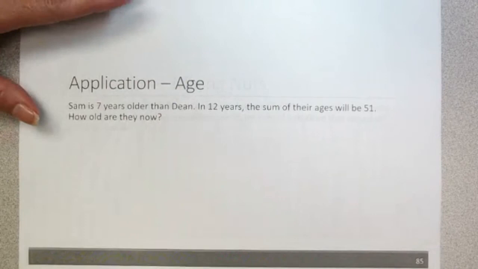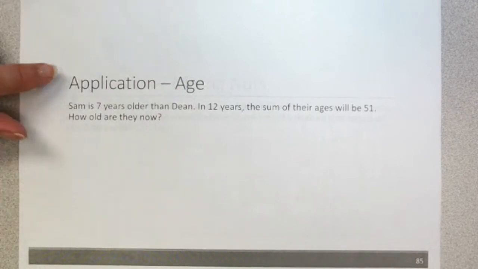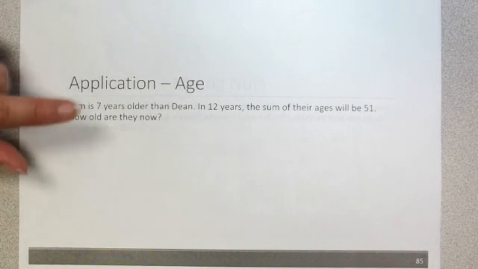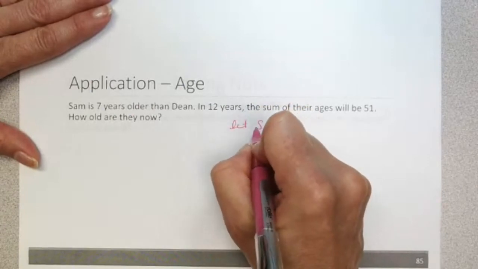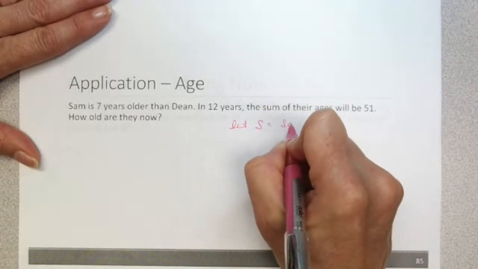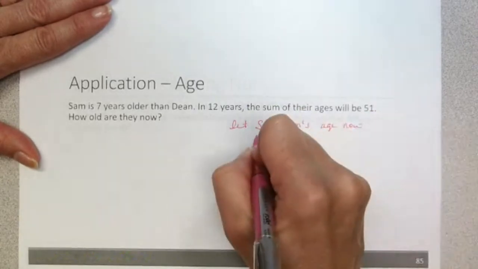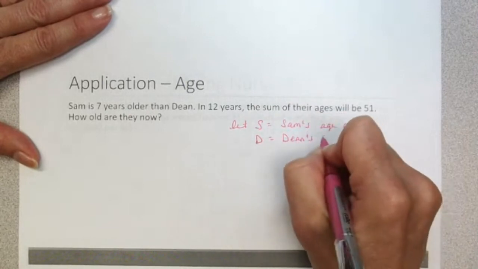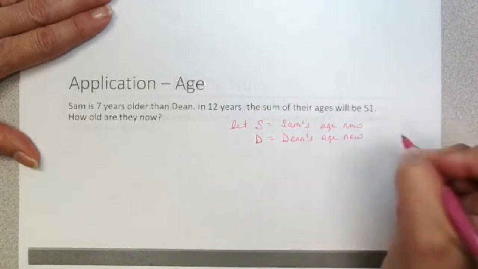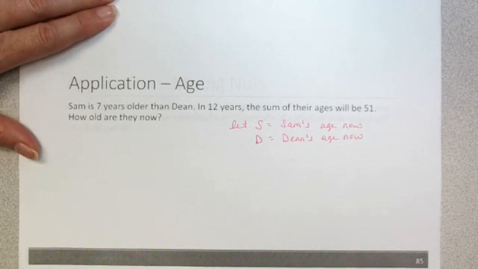All right, so we're going to need to assign some variables for what we're trying to find out. Okay, let's see. Well, we need to know how old Sam is now and how old Dean is now, right? So why don't we let S equal Sam's age now, and we'll let D equal Dean's age now. That's what we're looking for. Often when we're solving an application problem, the variable is going to be the thing that we're trying to figure out.